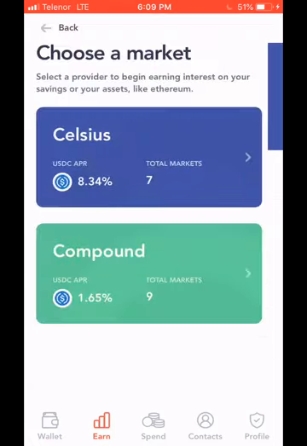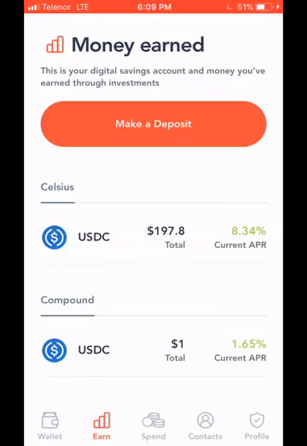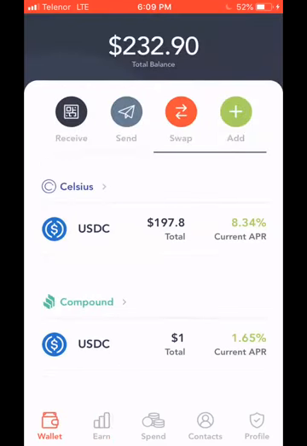So again, Digifox really isn't collecting this at the end of the day. It's basically being passed over to our providers. And again, it's all at the consent of the user.